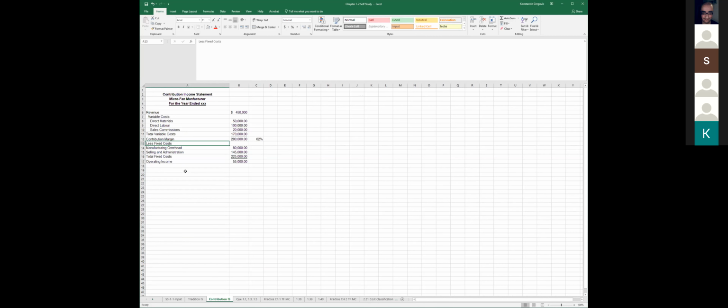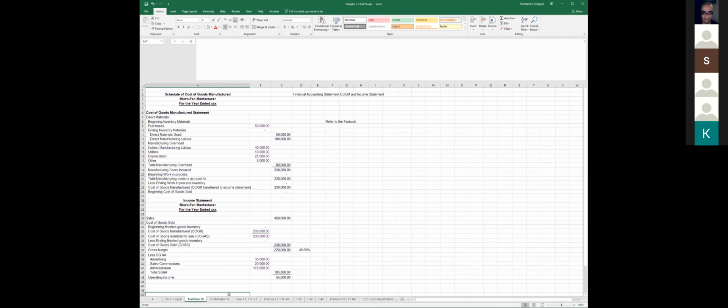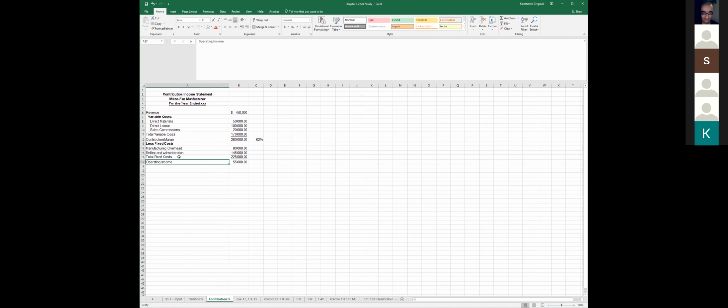But now we do our fixed costs. Basically the difference is you're tracking your fixed costs and your variable costs. So you've got your manufacturing overhead, 80,000. These should add up to 80,000. And notice supervisor salary, depreciation, other. These are basically your indirect costs, your manufacturing overhead. 80,000. Good.